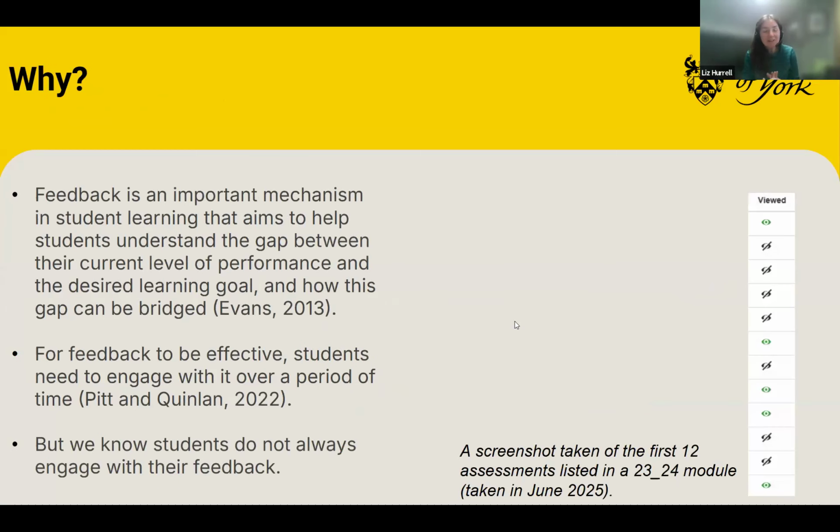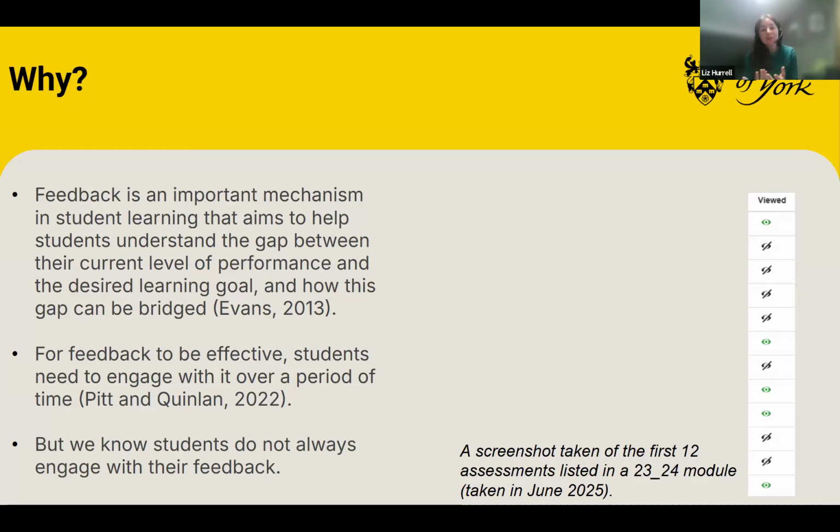Now, just a very brief slide to think about why this project was important. We know that feedback is really important for our students. It's our way of helping them identify what they're doing really well and areas that they need to improve on, with a view to helping them attain their best potential and reach their desired learning goals. And we know that for feedback to be effective, it needs to be engaged with over a long period of time, so not just a one-off engagement; we need to be engaging students with their feedback throughout.